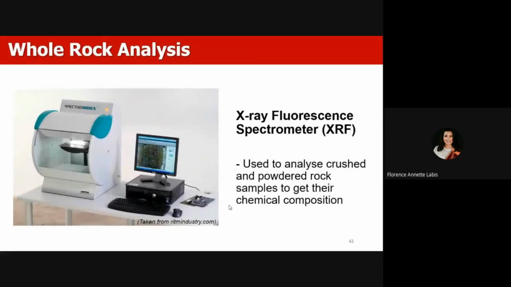Okay, so it's also important for us to know what instruments are used for geochemical analysis, right? So again, for the whole rock, what is another term for whole rock? It's called bulk. Bulk rock, because it's everything. The whole rock is analyzed, it doesn't just pick a mineral. So it's called bulk analysis or whole rock analysis. A good example is the X-ray fluorescence spectrometer or XRF, used to analyze crushed and powdered rock samples to get their chemical composition.